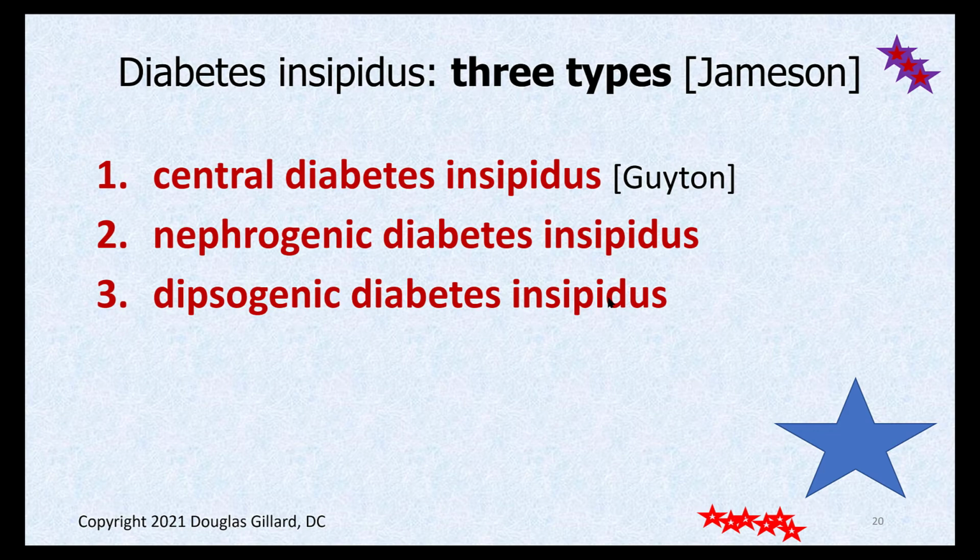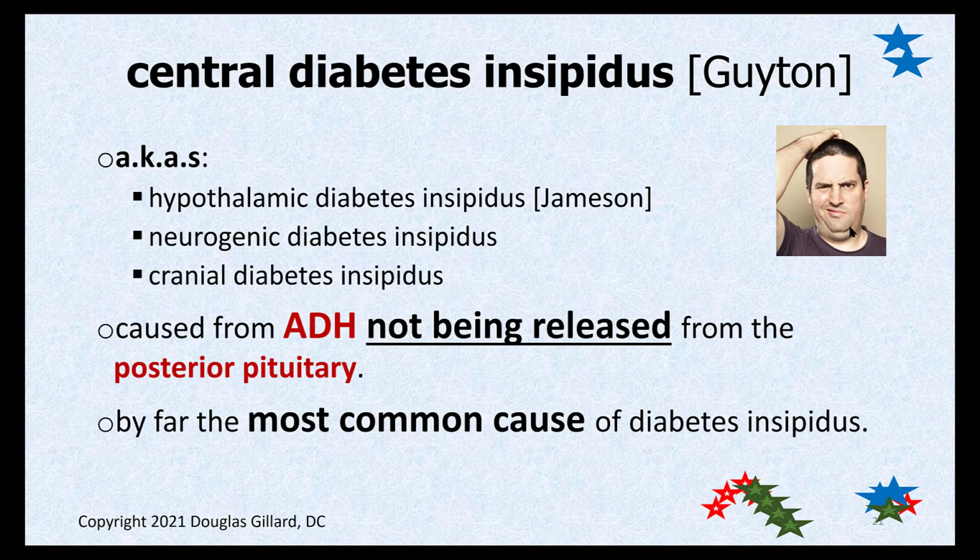You have mental disease, or you have a tumor in the thirst centers of the brain, or you went on a radio game show or some challenge and you drank 5 gallons of water and died. This is from drinking too much water. So I don't like to really include it in diabetes insipidus, but yet you might see it in there. Let's talk about central first.